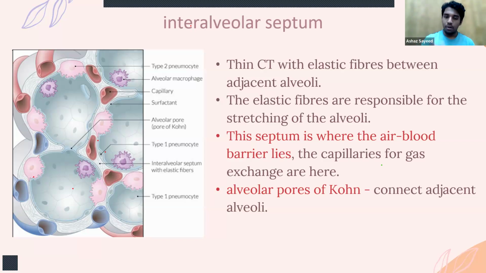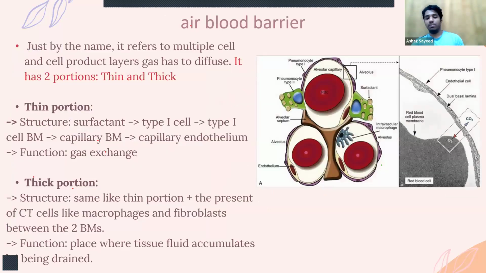Again, alveolar pore of Kohn. Kohn is a new name, remember. Now you have your air blood barrier. Just by the name, it refers to a bunch of layers through which the gas has to diffuse. It has two portions, thick and thin. Whenever you think of the air blood barrier, the thin portion is the one which comes into mind, because this is the barrier through which gases have to pass.